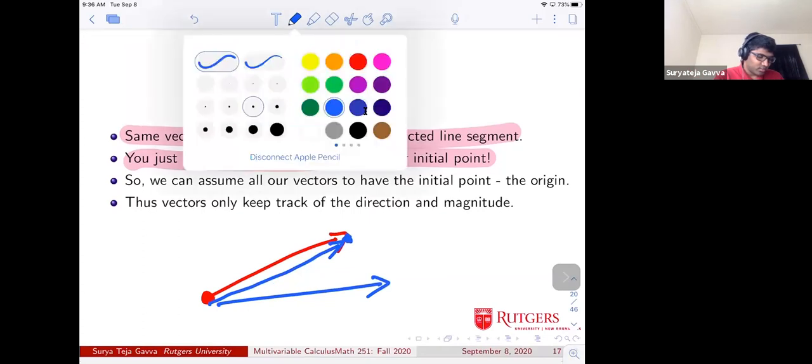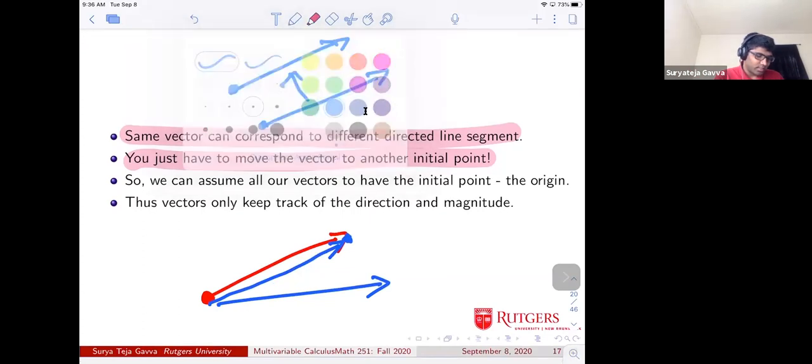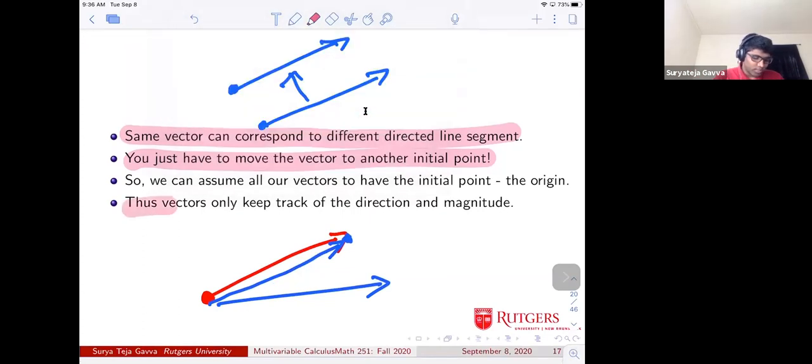Okay, so that's some basic information. As I said, with vectors you don't keep track of the initial point. So different line segments can be the same vector. That means the point where you start doesn't matter. You only keep track of the direction and magnitude when you talk about vectors.